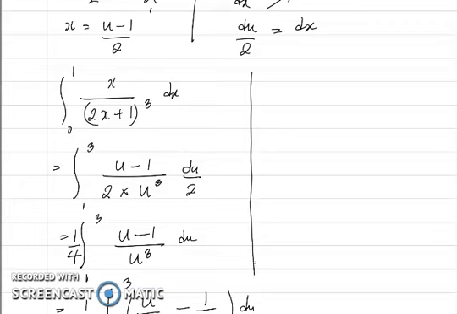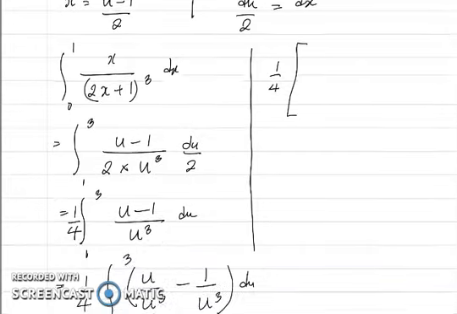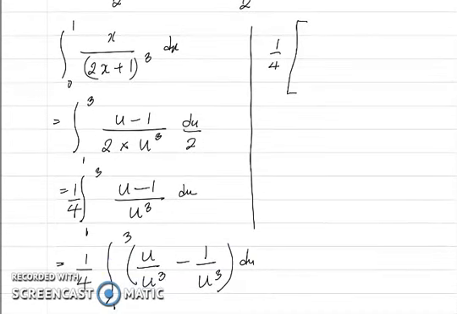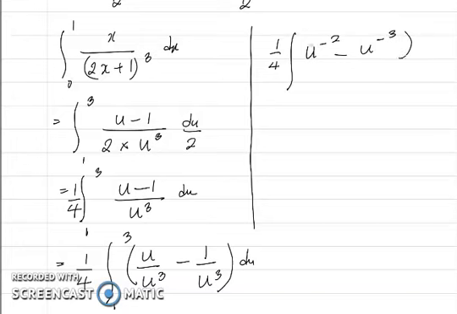Alright, so let's see how much of it we can get in here. If I do the integration, it's going to become 1 over 4 the integral of u to the minus 2. If I divide u by u cubed, I'm going to get 1 over u squared, which is the same as saying u to the minus 2 minus u to the minus 3. So that's me applying my laws of indices, du.